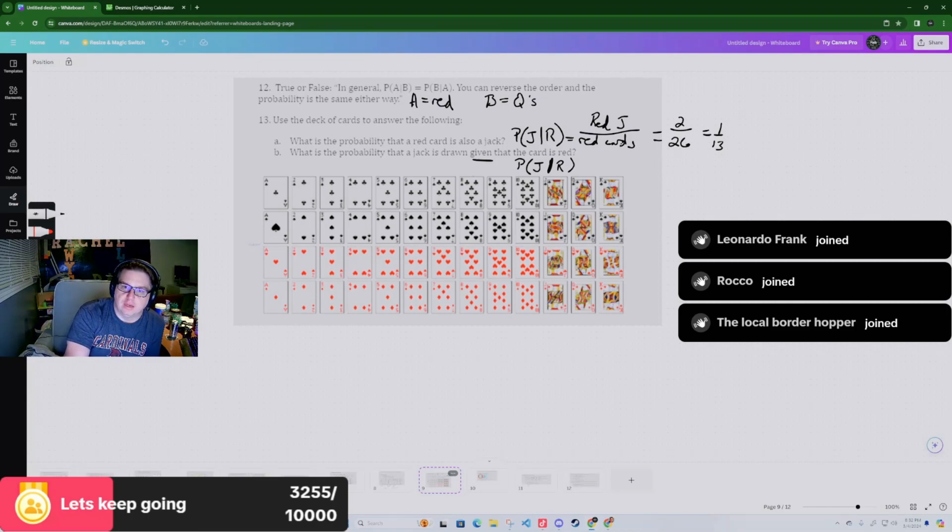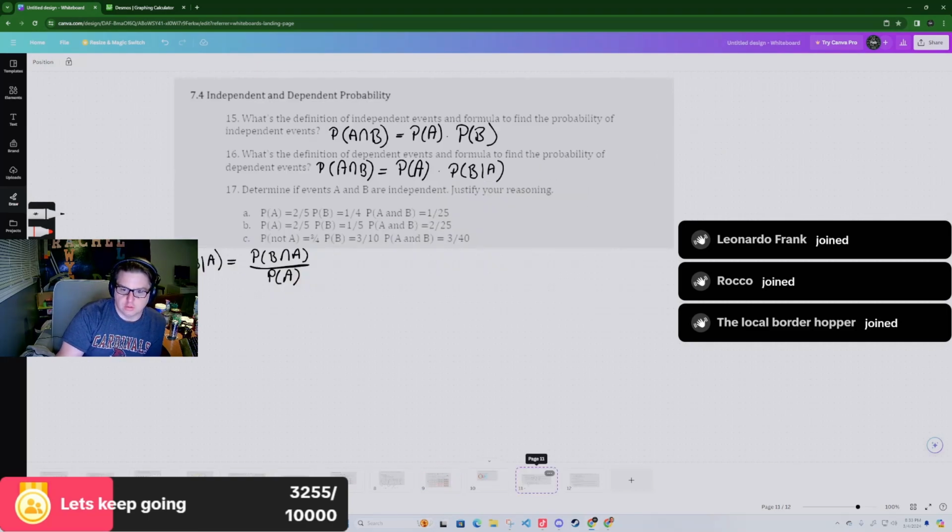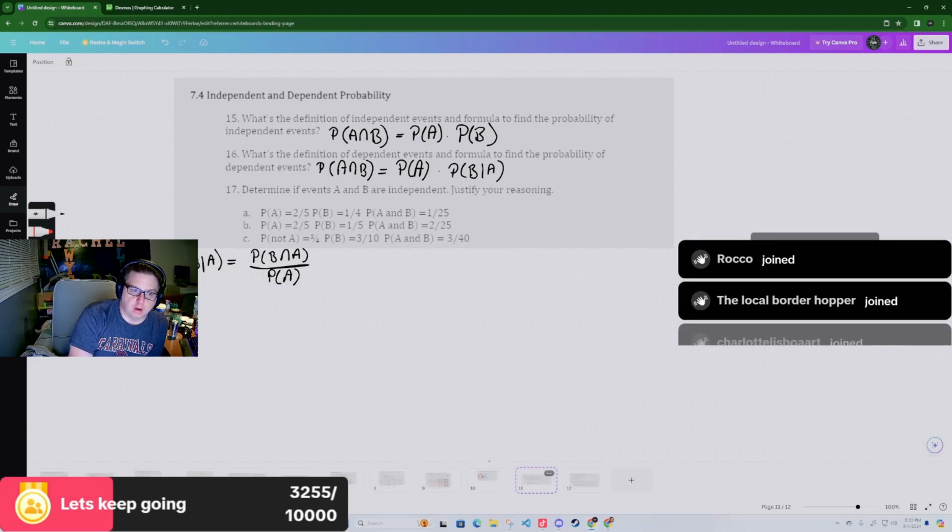So the given is our red cards, and then the top is a red jack. So you have both probabilities, red and a jack. When we look at that conditional probability, we're talking about a red jack. So it's a red and a jack just over the red cards. That same idea is going to come out here, where we have a jack and red all over the red cards.